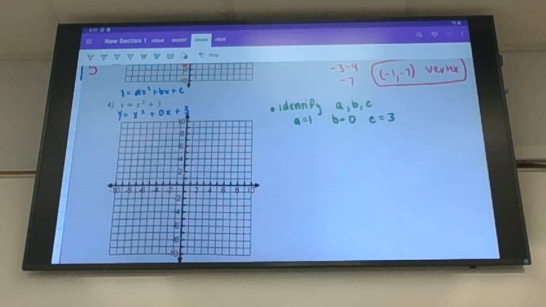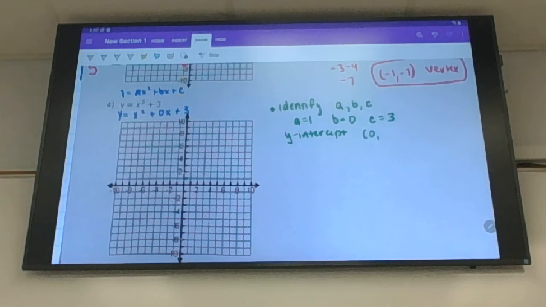Bella, are you good with A equals 1, B equals 0, C equals 3? You get that B is 0? Yeah. Then what is it? What is it, guys? What is B?